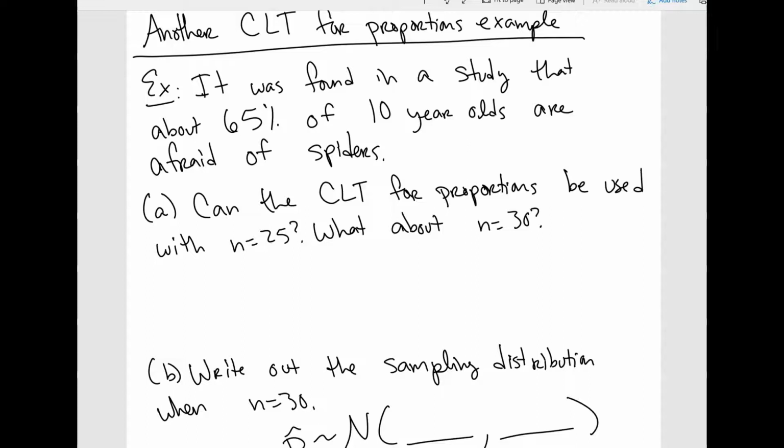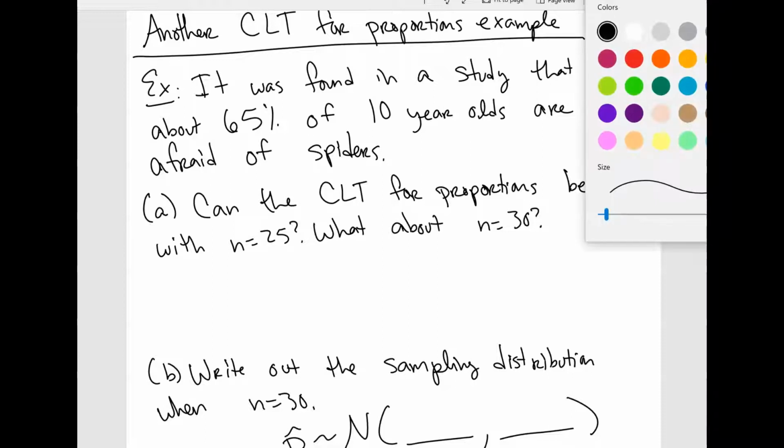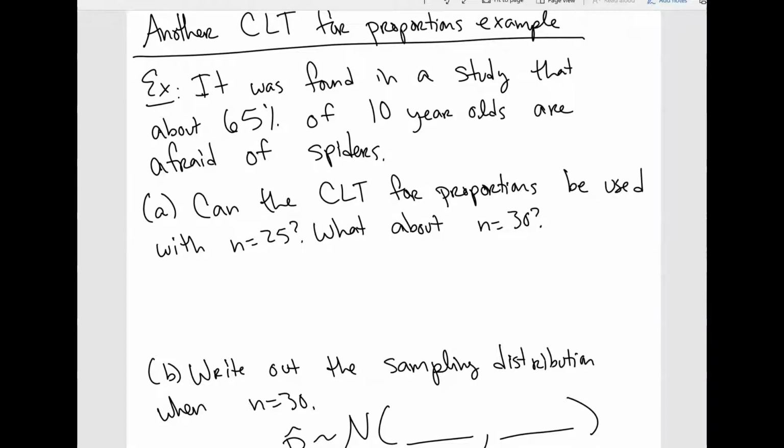So here's another example. It was found in a study that about 65% of 10-year-olds are afraid of spiders. Can the CLT for proportions be used with n equals 25? And then what about n equals 30? Okay, so that's the first problem. First, let's start off with n equals 25, and try to figure it out.